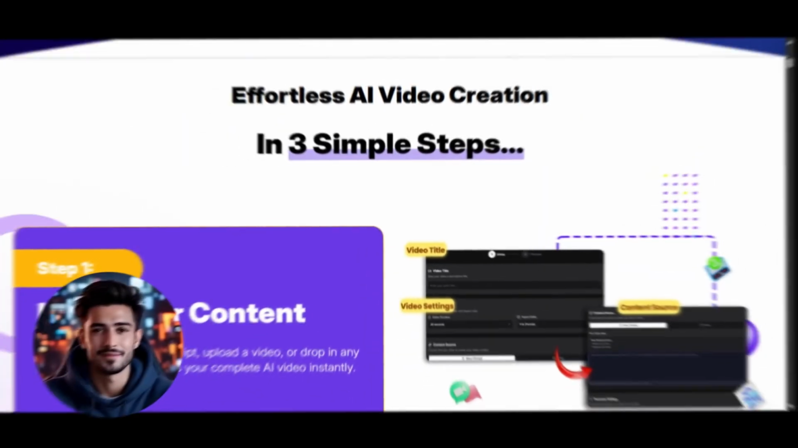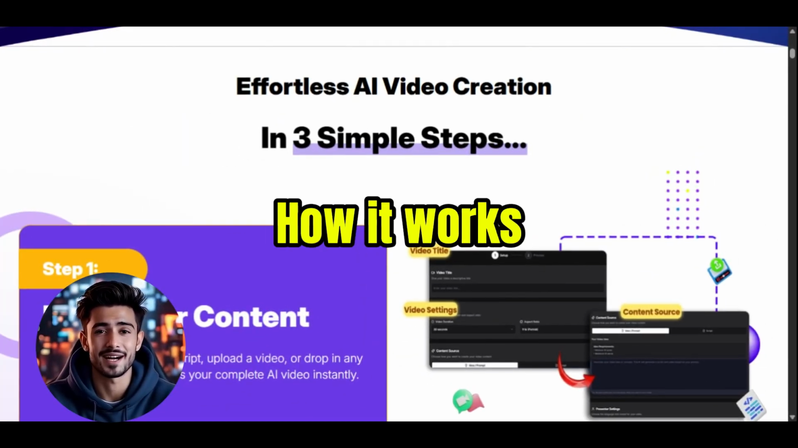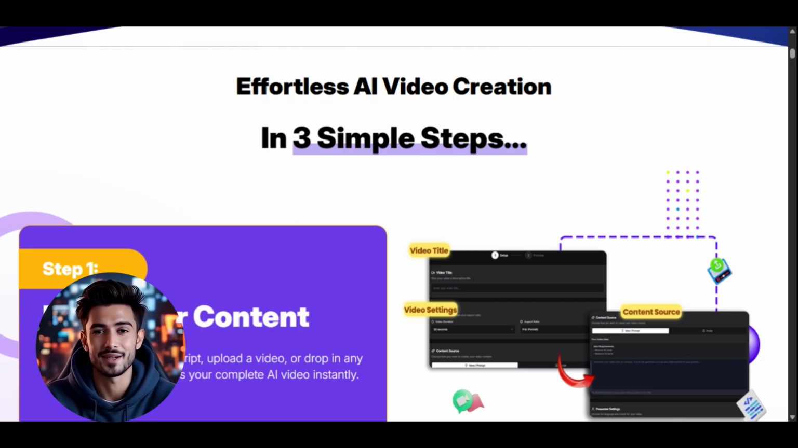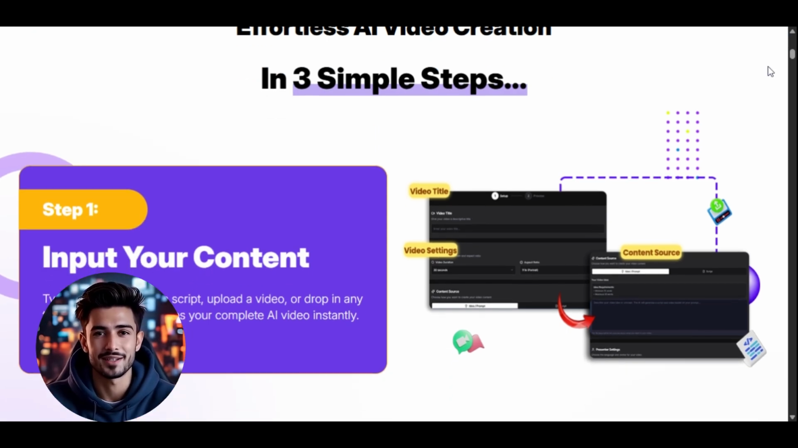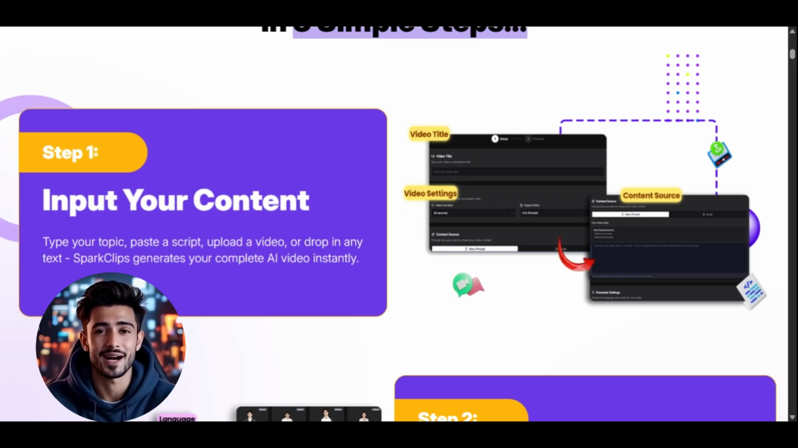The process of creating a professional video with SparkClips AI has been engineered for maximum efficiency, collapsing hours of work into a straightforward, three-step automated workflow. It all begins with step 1. Input your content. The platform acts as a powerful content ingestion engine. Users simply need to provide the raw material, whether that's typing a basic topic idea, pasting a pre-written script, or even uploading an existing video file. Instantly upon input, the AI system takes over, generating the complete, underlying structure for your new video, including scene breakdowns, potential narration flow, and an initial storyboard, essentially taking you from a blank page to a structured draft in seconds.